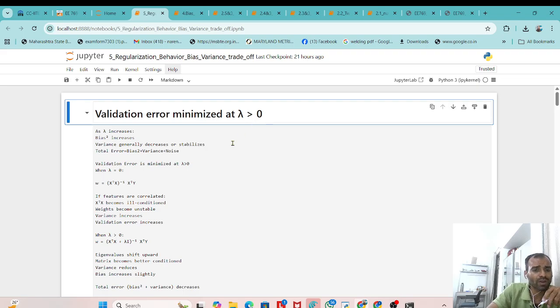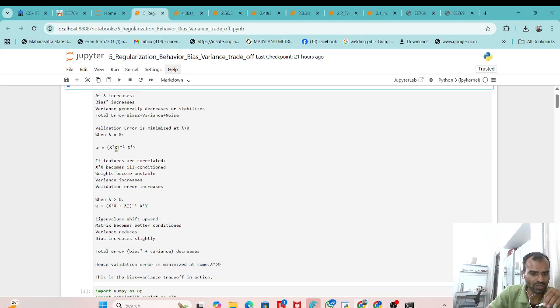If it is equal to 0, what will happen? If it is equal to 0, in the weight vector computation, the matrix XTX is ill-conditioned. So the weights become unstable, and variance increases. In that case, variance increases and validation error also increases. Here you will see that the eigenvalue is very small, nearer to 0.